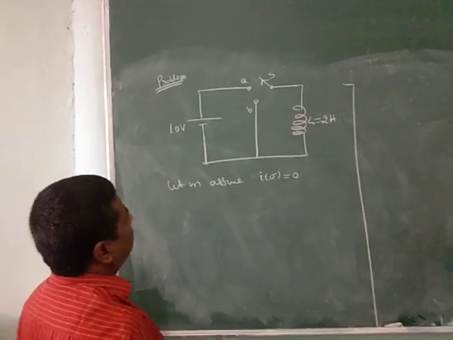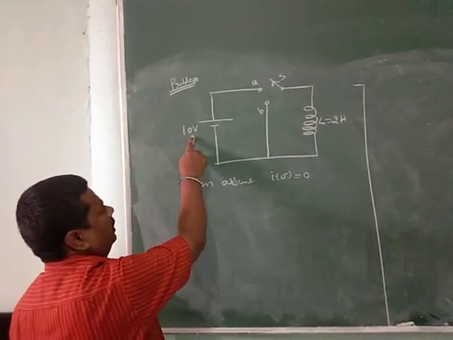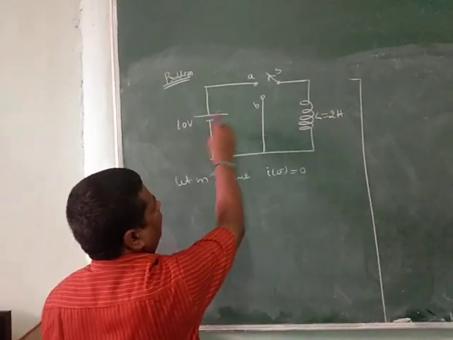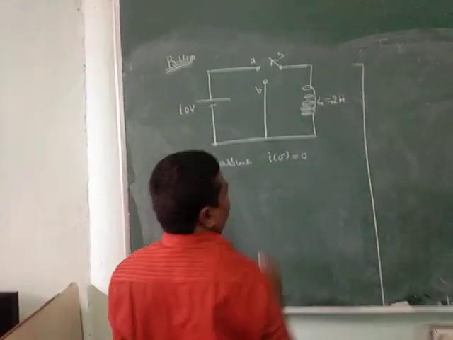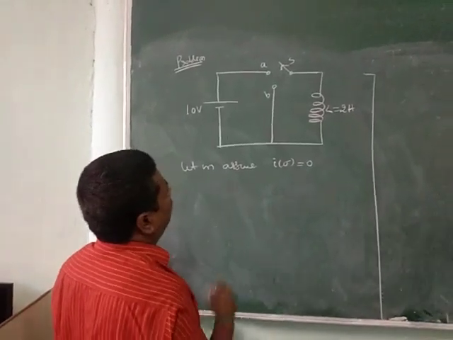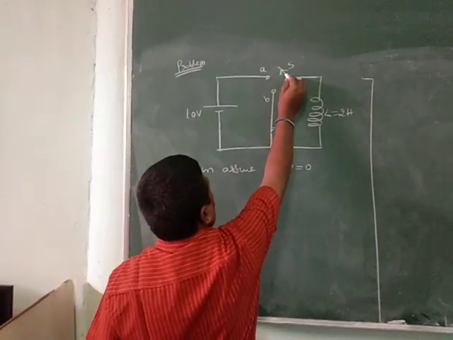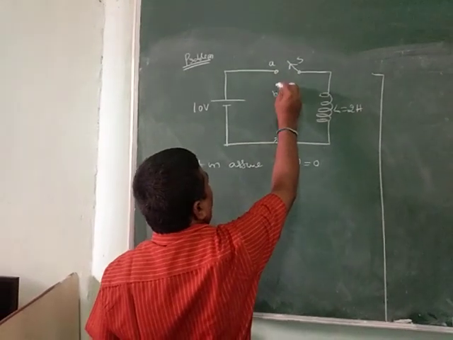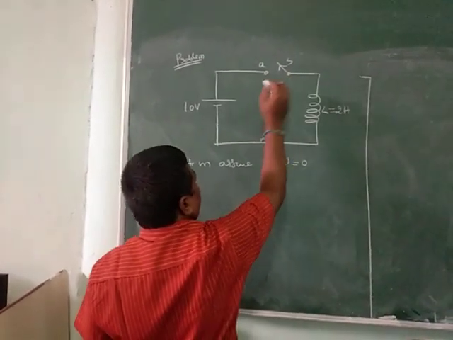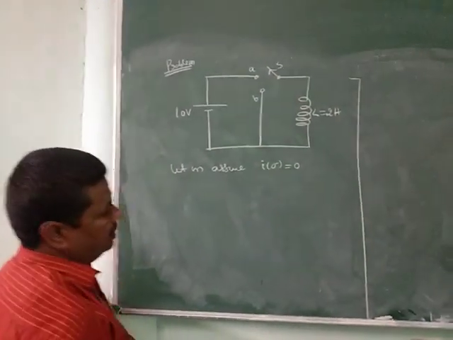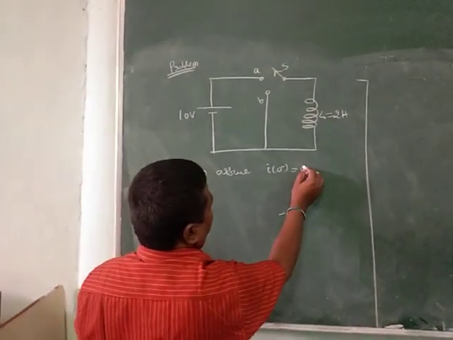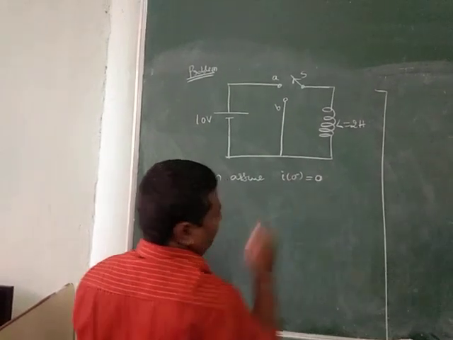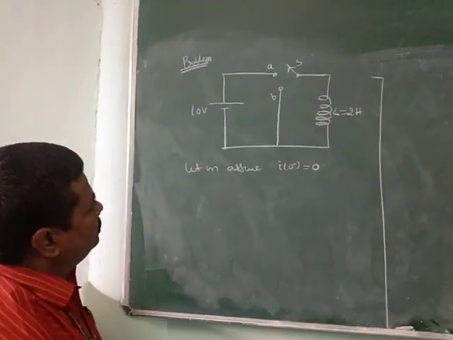Consider a simple circuit. The circuit consists of a 10 volt battery, a switch, and an inductor whose value is equal to 2 henry. The switch is connected to point A at one time interval, and to point B in another time interval, and let us assume that the initial current through the inductor is 0.